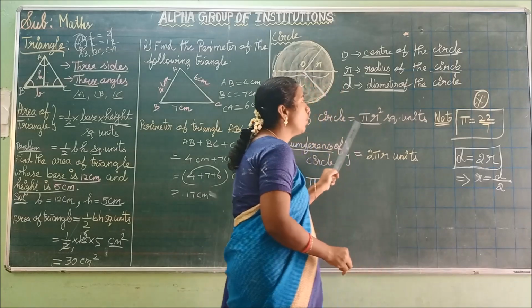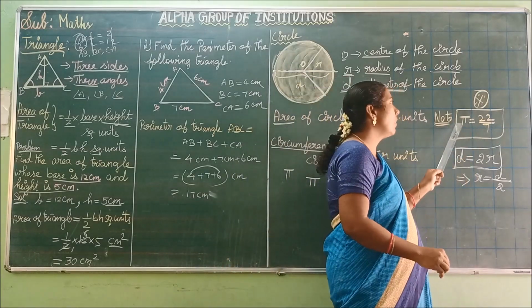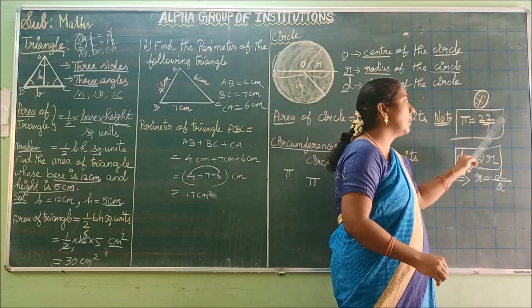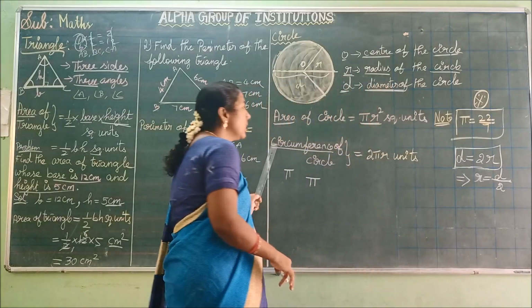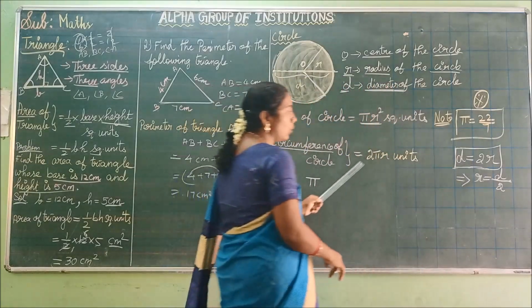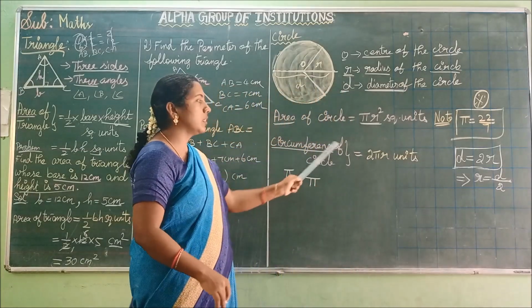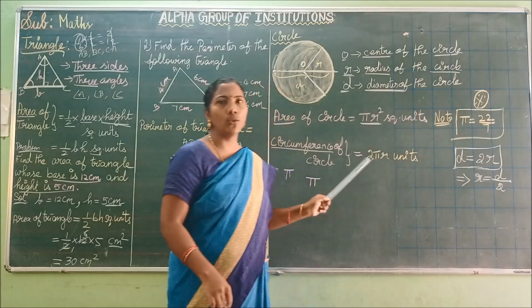Also the value of pi is 22 by 7. What is the value of pi? 22 by 7. You can see the details about the value of pi in your higher classes. Okay. Next, circumference of circle equal to 2 pi r units. What is the formula for circumference of circle? 2 pi r units. You just remember these two formulas.